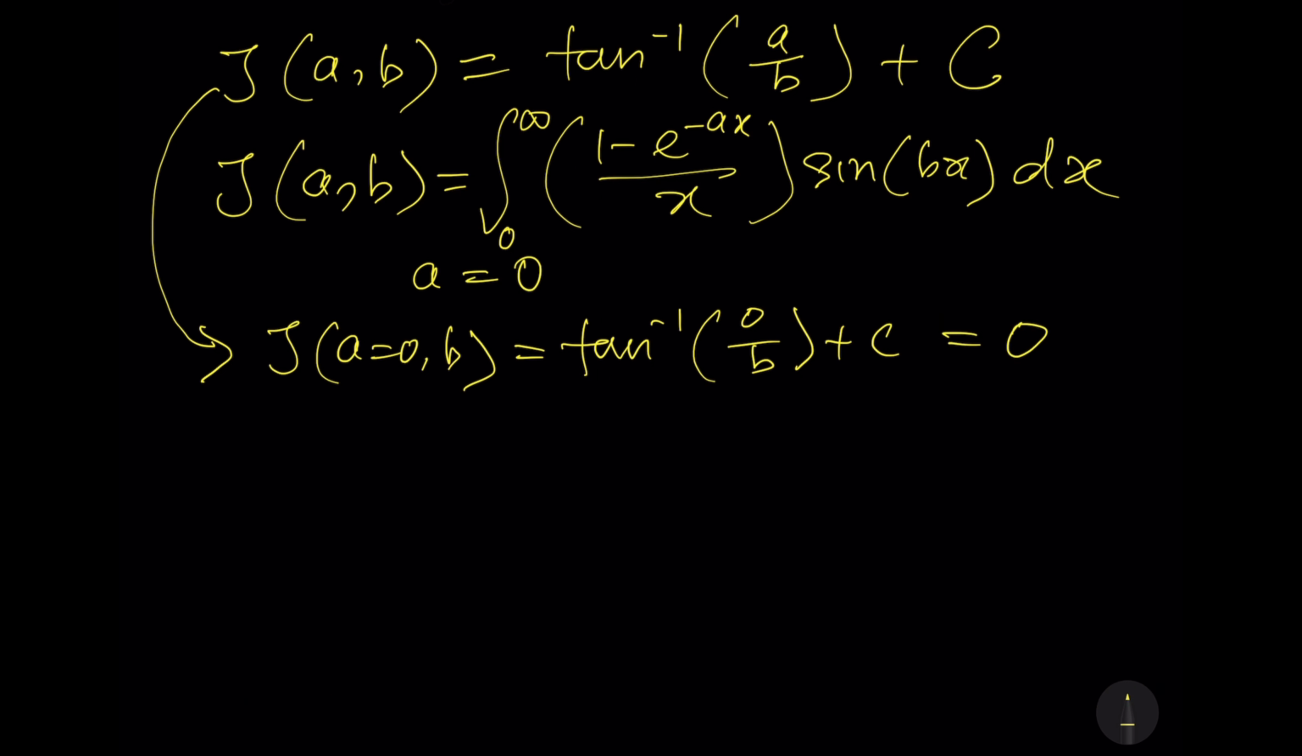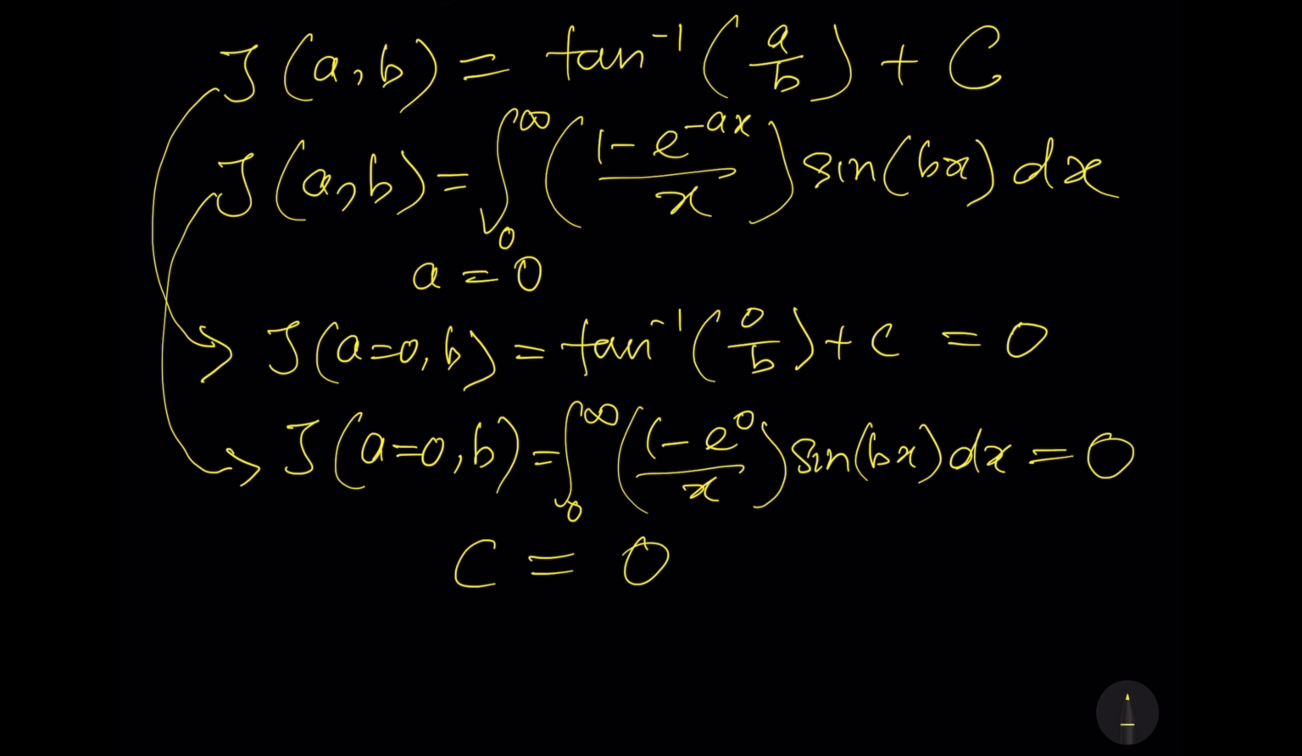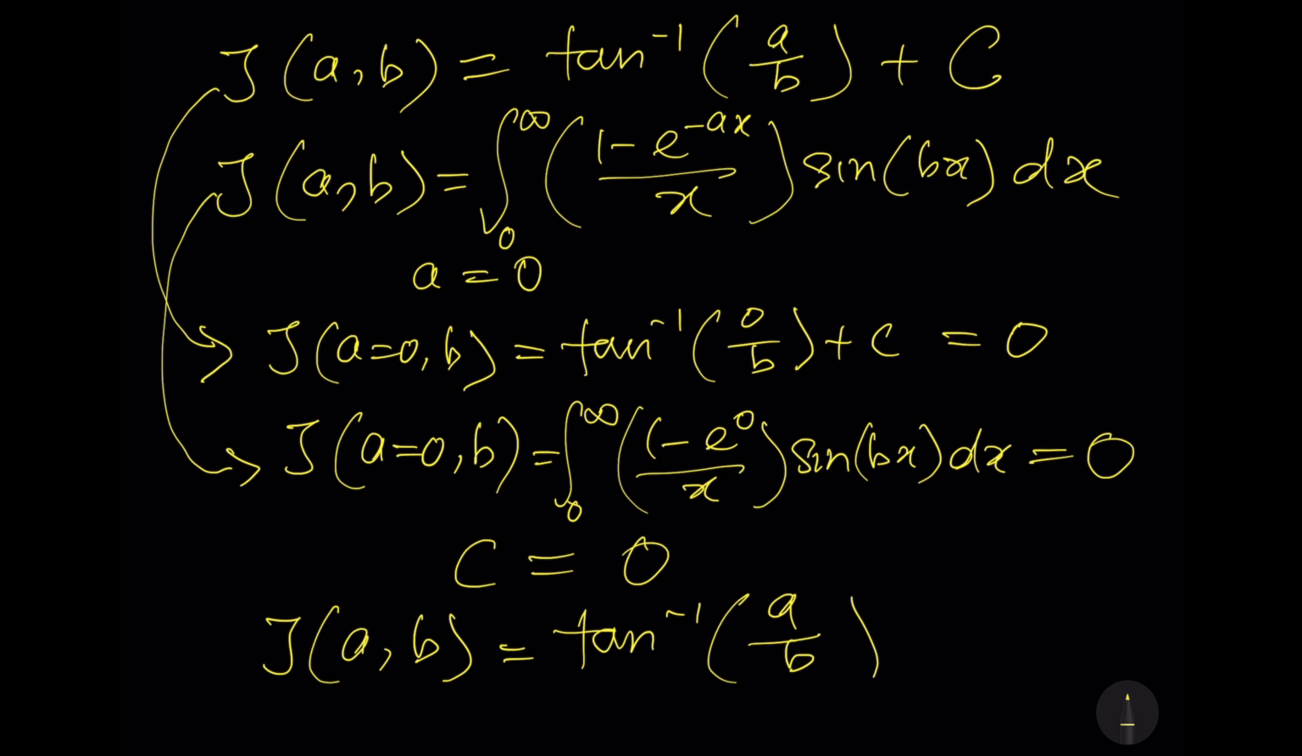How do I know it is equal to 0? We can get that 0 from the J that we defined at the beginning of this video, which is J(a equals 0, b) equals the integral from 0 to infinity of (1 minus e to the power 0) divided by x multiplied by sin bx dx. Because e to the power 0 is 1, 1 minus 1 is always 0. Comparing with J for a equals 0, the constant c must be equal to 0, which gives us J(a, b) equals inverse tangent of a divided by b.